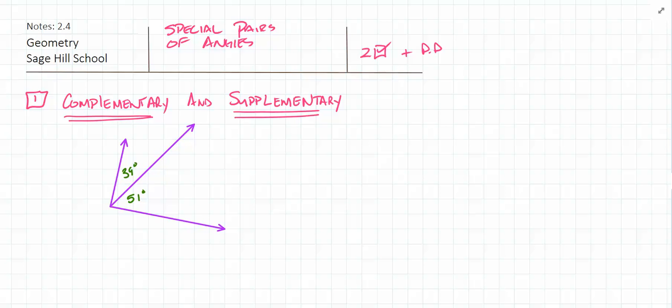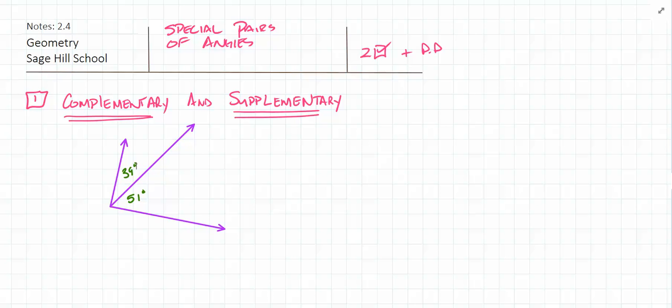So take a look at this picture that I have drawn for you right now. You should see 2 angles. One angle measures 39 degrees and one angle measures about 51 degrees. Those are approximate, okay? So these 2 angles are complementary. What do you notice if you added up those 2 angles? They make a right angle. It's true.